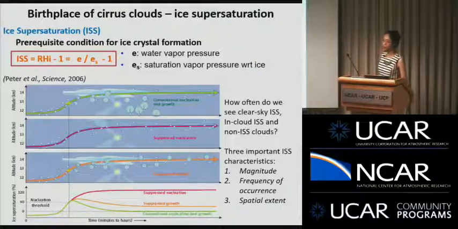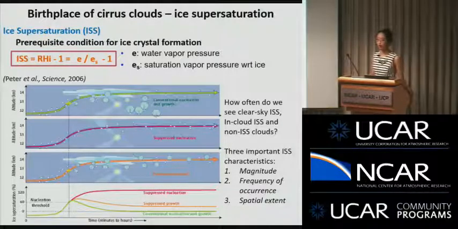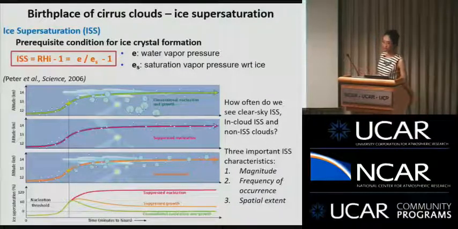One is suppressed nucleation, which means you can have RH already reaching the threshold for nucleation, but it's still in clear sky and no ice crystals have been observed. Or you can see suppressed growth, which means you have ice crystals being formed already, but there is still supersaturation coexisting with them. And the bigger question is, how often do we see these three conditions?